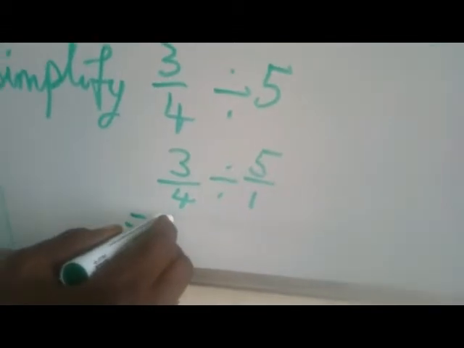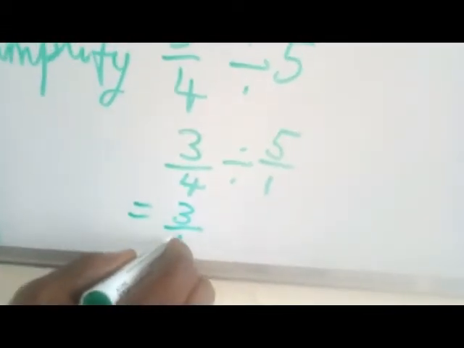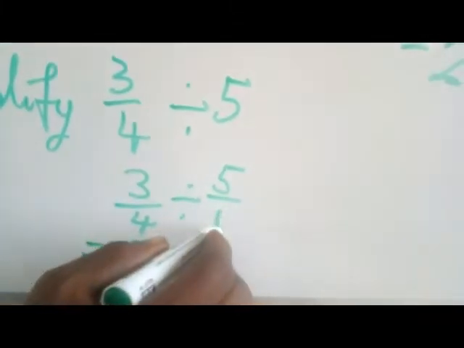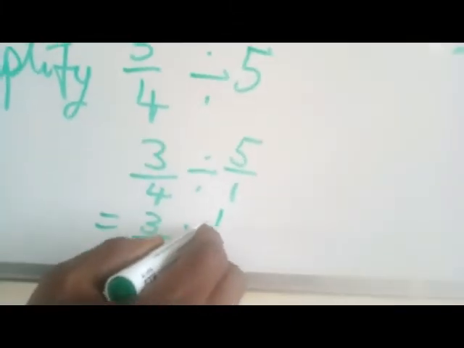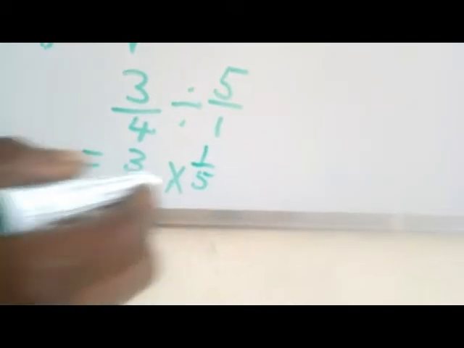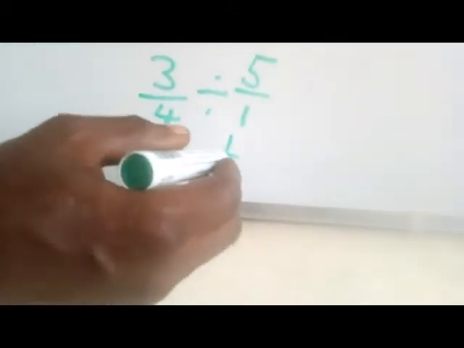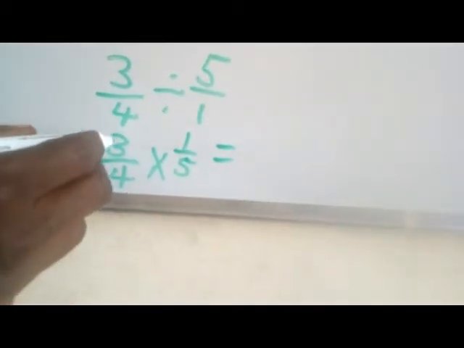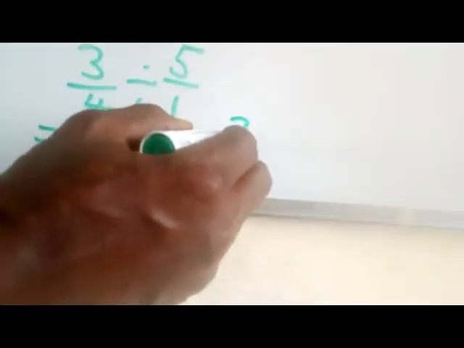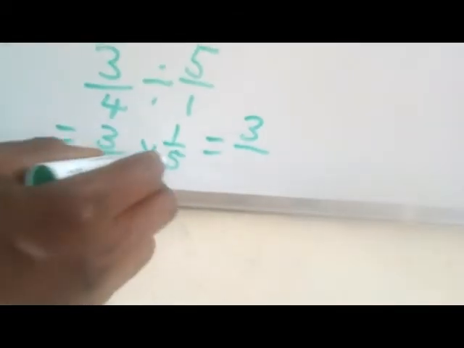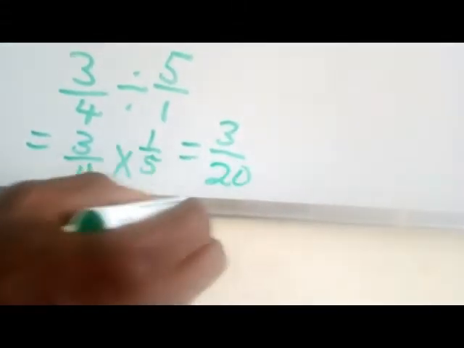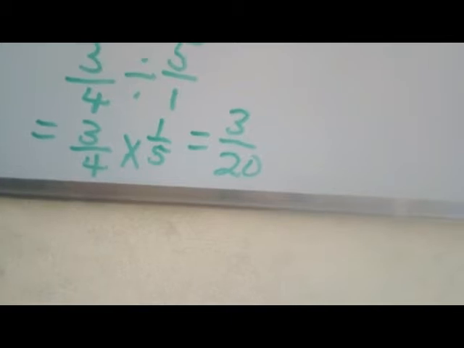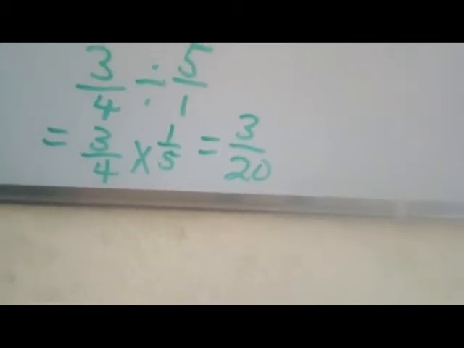So you go further by saying 3 over 4 times, remember what I told you, this one will go up, so we have 1 over 5. This one cannot be reduced more than this. What you do is multiply the numerator by the numerator. So we have 3 times 1, which is 3, all over 4 times 5, which is what? 20. So this answer is correct because there is nothing that can divide 3 and 20. So that is the answer to example 5.